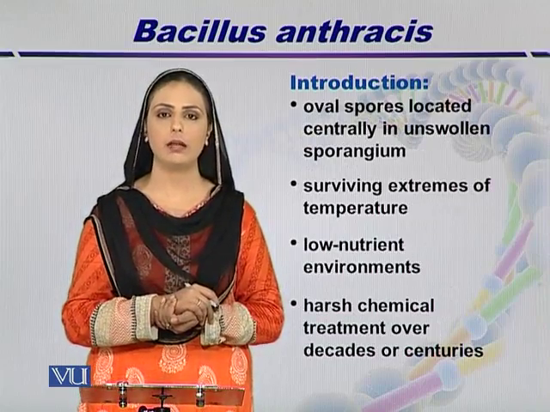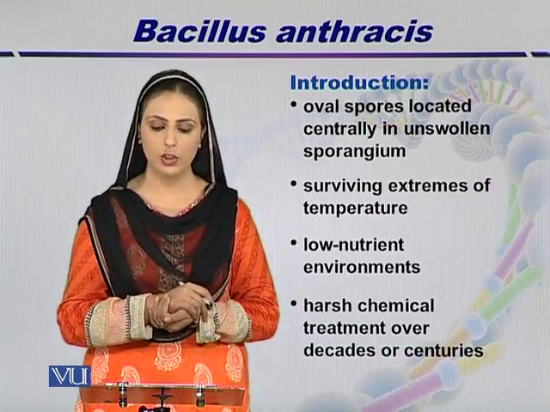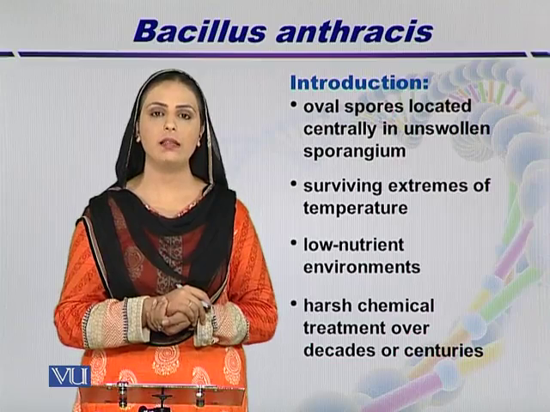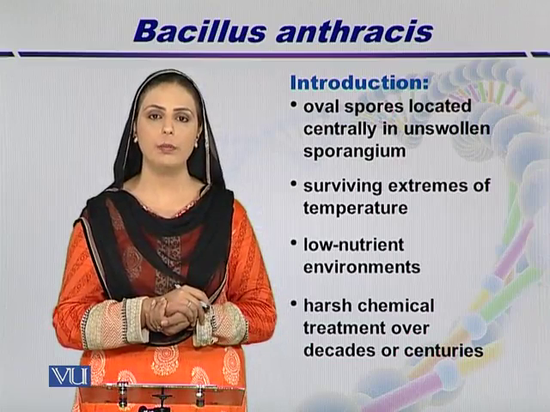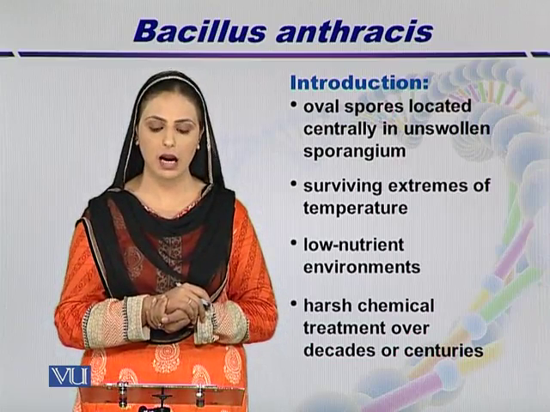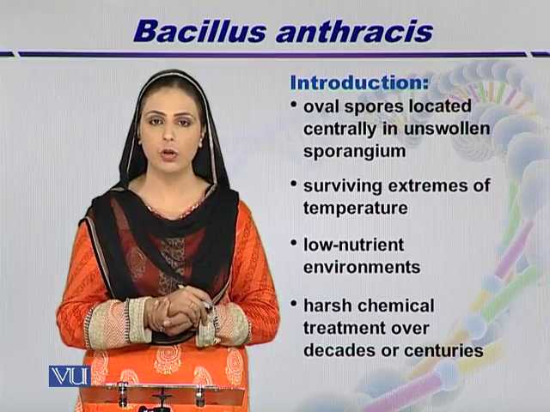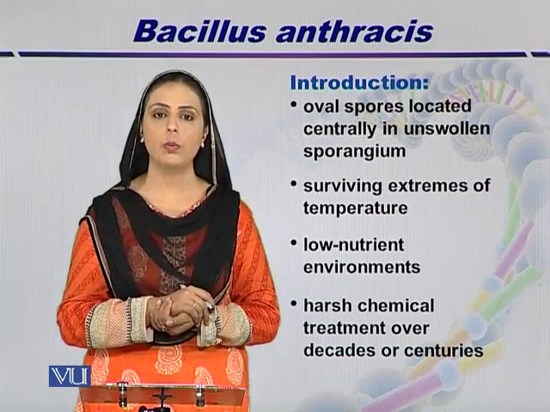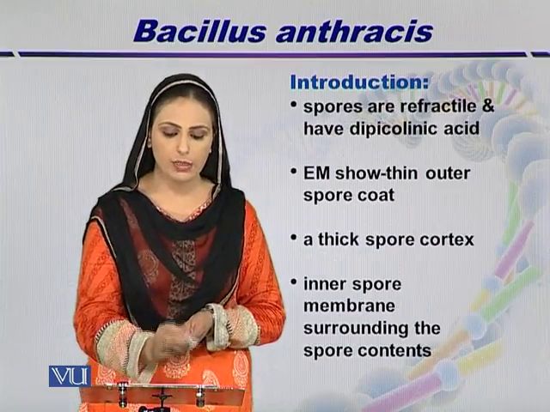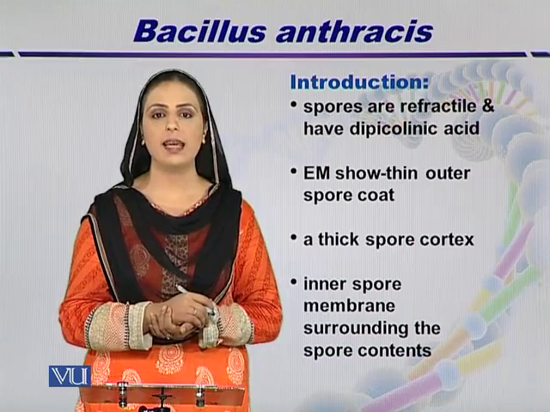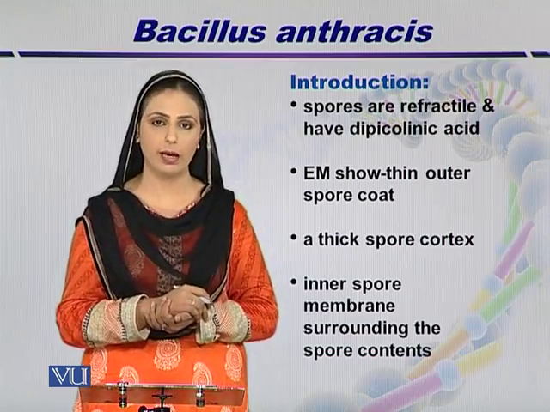Now, the endospores of Bacillus anthracis are oval in shape and located centrally in the unswollen sporangium. These spores allow the bacteria to survive harsh conditions, such as high temperature, the presence of chemicals, or when nutrient content is very low. Because of these spores, the bacteria can survive for decades and even for centuries in such environments.